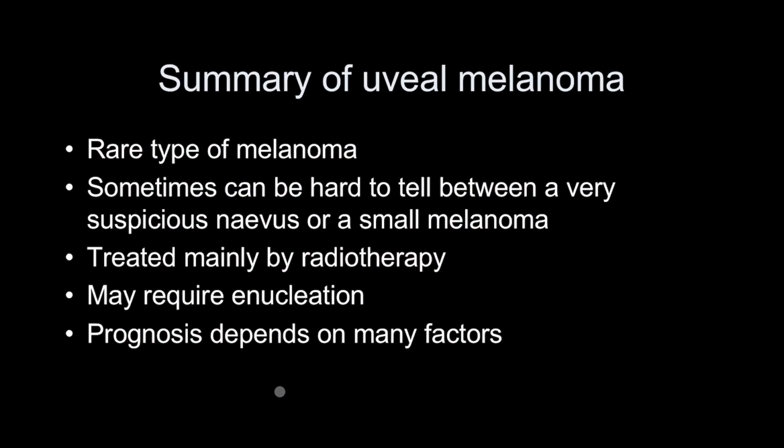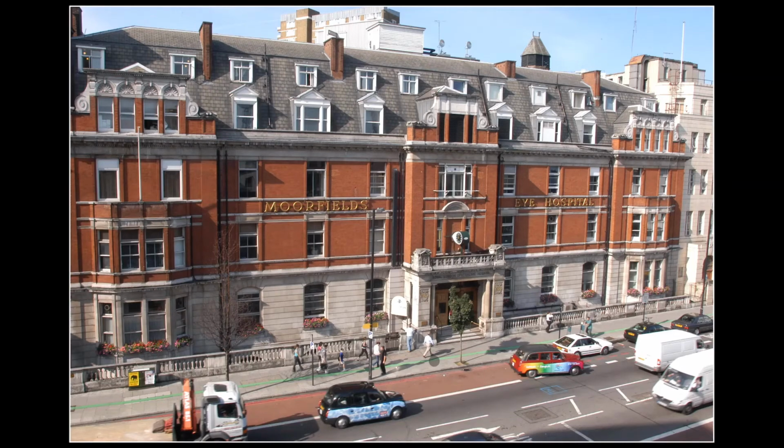So to summarize then, uveal melanoma is a rare type of melanoma. Sometimes it can be hard to tell between a very suspicious nevus or a small melanoma. Mostly these are treated by radiotherapy, though there are other treatments as well. And sometimes enucleation becomes necessary, either if the other treatments haven't worked, or the complications are high from other treatments, or the tumor is just too big to treat with other means. And the prognosis depends on many factors. Thank you.